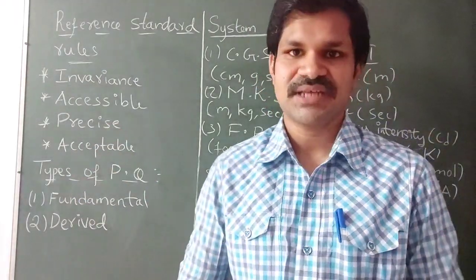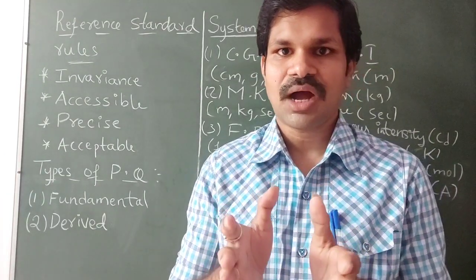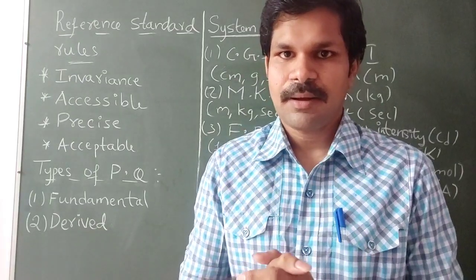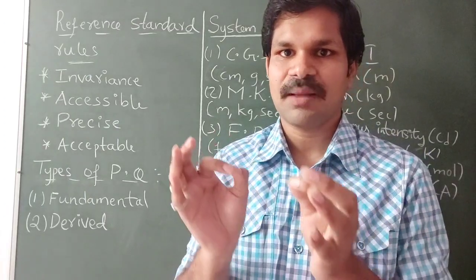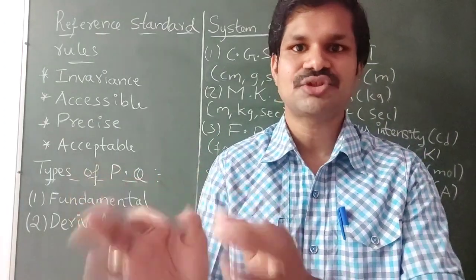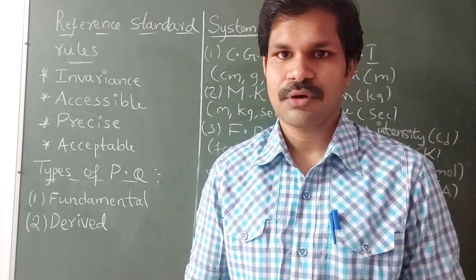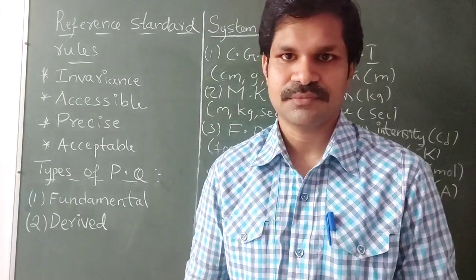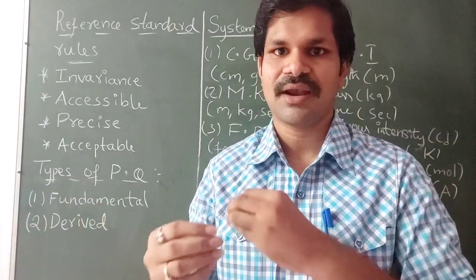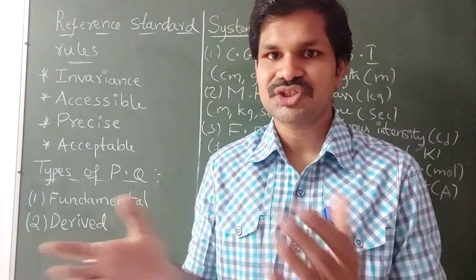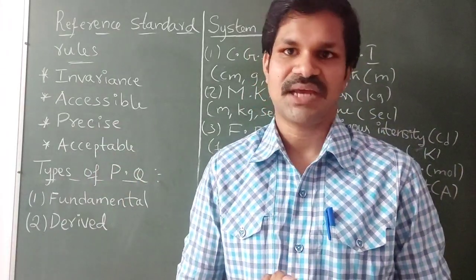And the third one is precise, that is small. The unit which you are selecting must be somewhat small, and it must be possible to measure it easily with some instruments. So underline this point. You need to measure it easily. That means it must be a smaller quantity, not a bigger quantity which we cannot measure with the instruments that are available to us. So this is called precise.